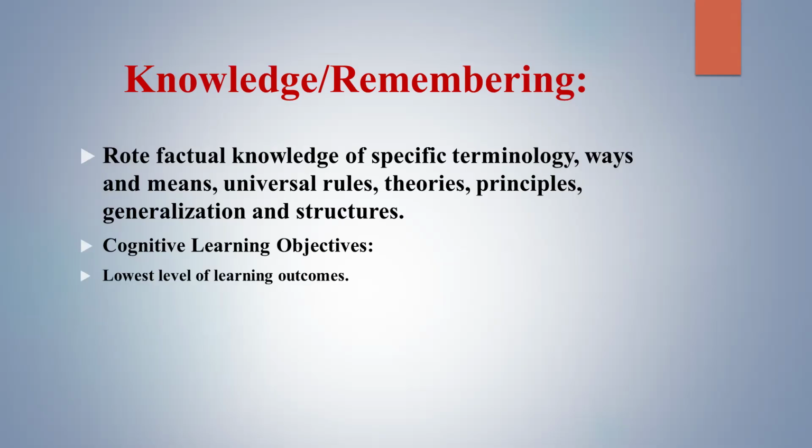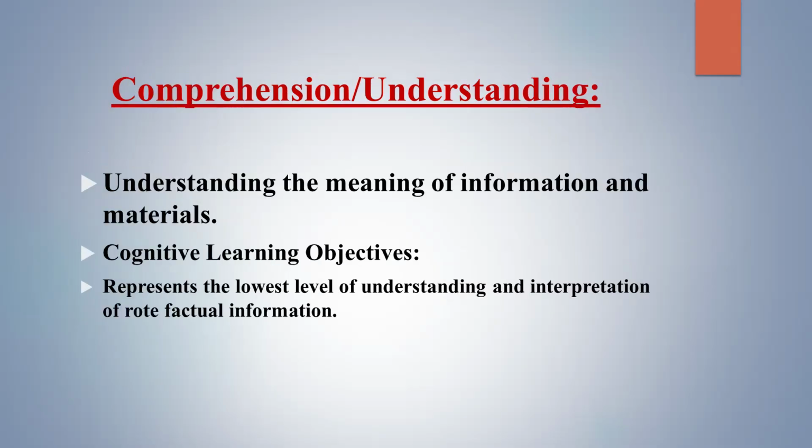So, this is known as the lowest level of learning. Lowest level, because you are memorizing, you're not using your brain that much. You are just using it to rote learn something. If I move forward, the second level is all about understanding the meaning of information and material. This represents the lowest level of understanding and interpretation of rote factual information. Whatsoever you have rote learned, now in this stage you try to understand it as well.